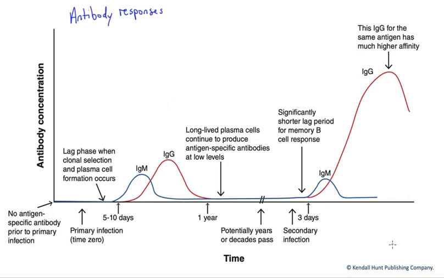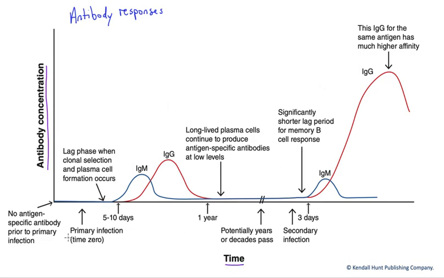In this video, we're going to look at antibody responses to a primary and then a secondary infection. And antibody responses, of course, follow B cell stimulation. What we're graphing here is antibody concentration on our y-axis relative to time on our x-axis.